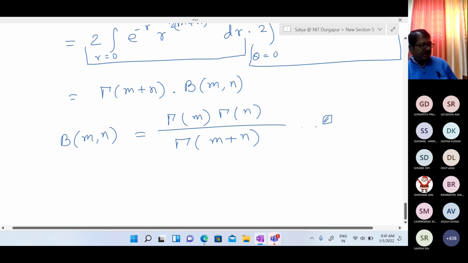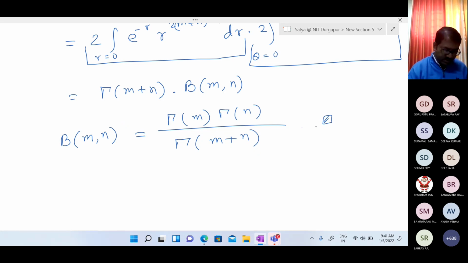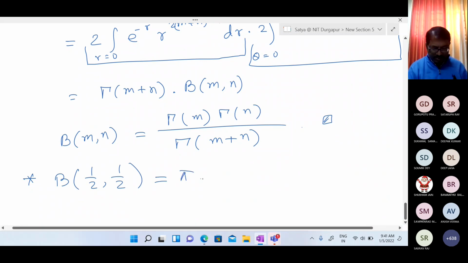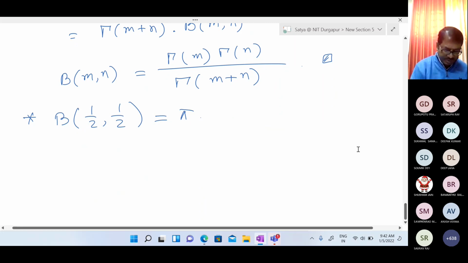We have another 5 minutes, so we can take some other properties also. Let us prove this one: beta half comma half equals pi. To prove this, just as in the previous one, if you put m equal to half, n equal to half, what will happen?